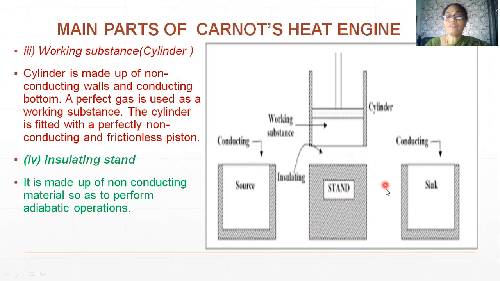This is made up of perfectly non-conducting walls or a perfectly non-conducting platform. This is useful to perform adiabatic operations, that is adiabatic expansion and adiabatic compression. So these four are the main parts of Carnot's ideal heat engine: source, sink, working substance, and insulating stand.